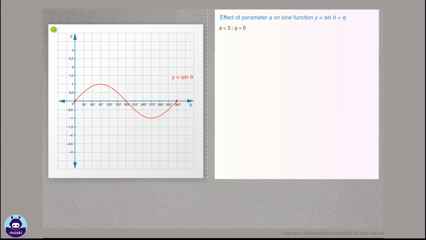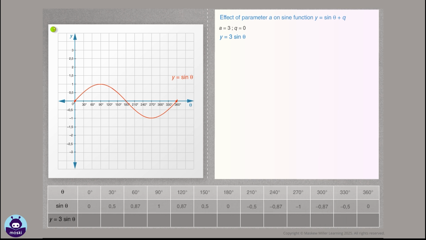We now take the value of a as 3. A is equal to 3, q is equal to 0. The function is y equals 3 sine theta. Now, to calculate the y values for different theta values when a is equal to 3, simply multiply by 3 all the values of y that were tabulated previously.